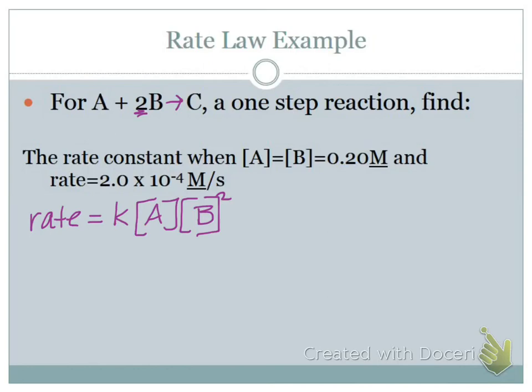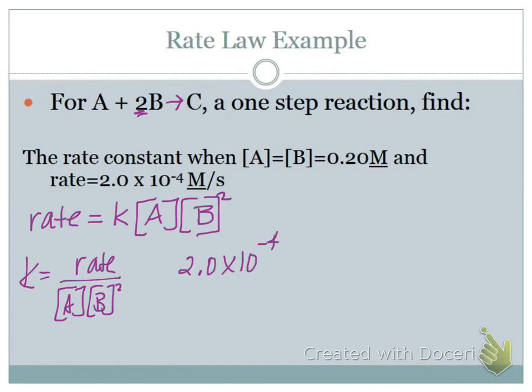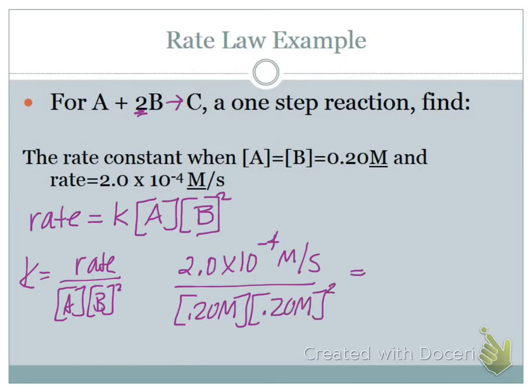So now I want to solve for K. I'm going to rearrange and say rate over A B squared. So now I plug that in. The rate is 2.0 times 10 to the 4th molarity per second. And then 0.2 molar, 0.2 molar squared. So when I do all that math, put everything in, I get 2.5 times 10 to the negative 2.